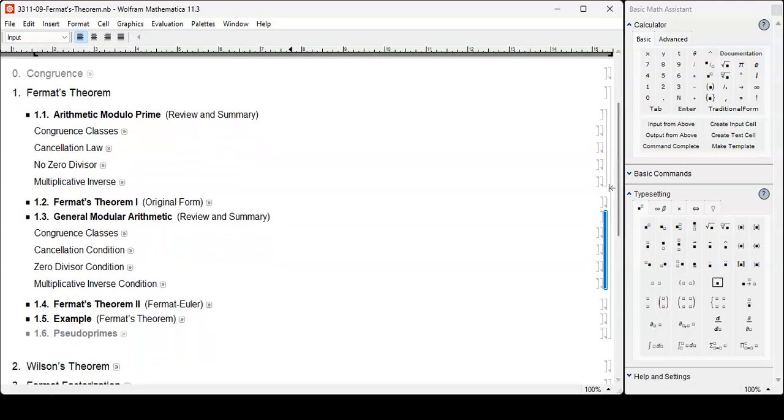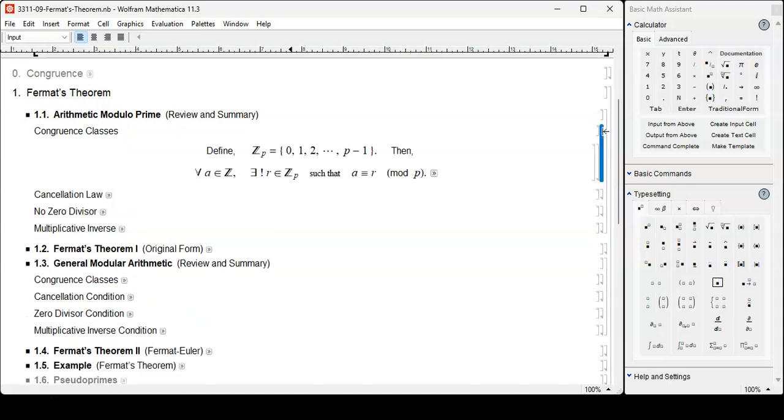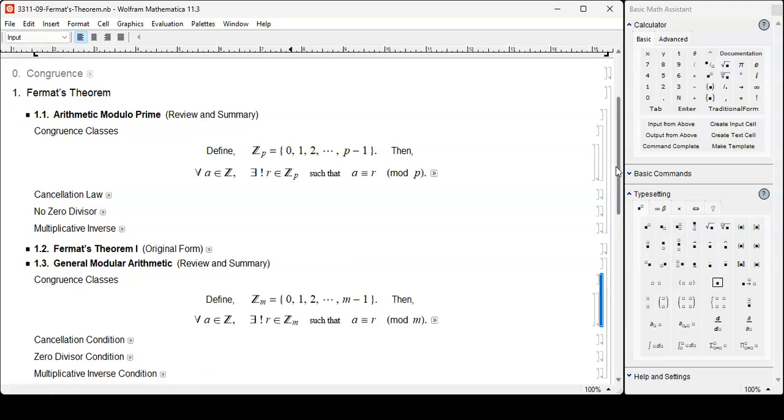Arithmetic modulo prime versus arithmetic modulo general M, where M is any positive integer. What are the similarities and what are the differences? First, congruent classes, and these are pretty much identical. We can define Z_p as the set of all whole numbers less than p, 0, 1, 2, 3 up to p minus 1, or the set of all whole numbers less than m, 0, 1, 2, 3 up to m minus 1. Here, p stands for a prime number, you see, modulo prime. Here, m is an arbitrary positive integer. This is general modular arithmetic. Either way, the conclusion is identical.